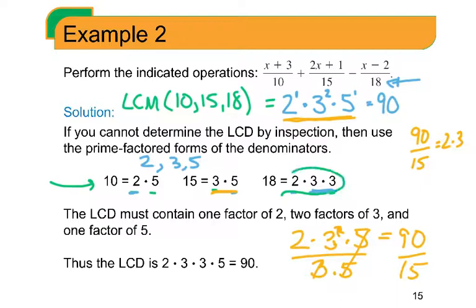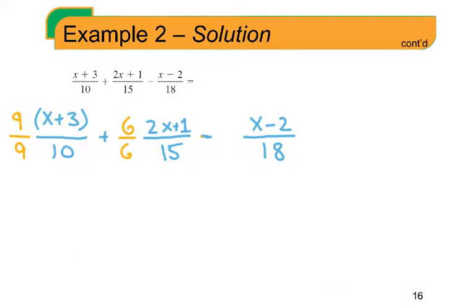18 is 2 times 3 squared. So if I divide 90 by 2 times 3 squared, I'm left with 5. And you can use your calculator, of course. What I'm doing is taking 90, dividing it by 18, and that gives me 5. All right, now I know that all the denominators are 90, so I just need to be careful when I do this step.